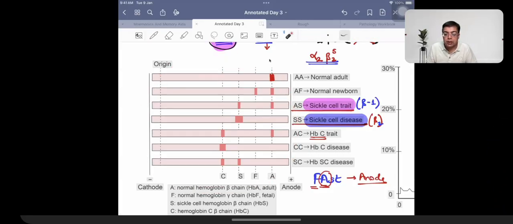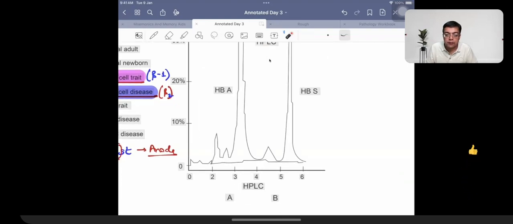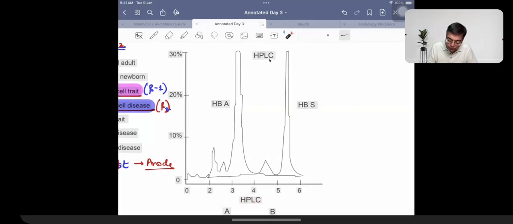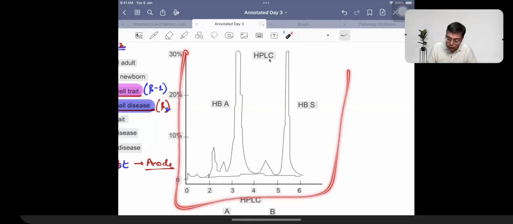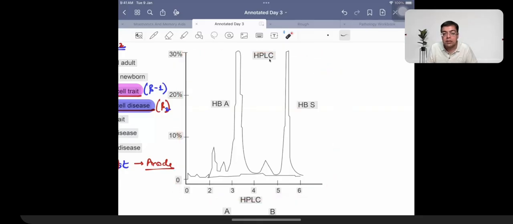A second investigation is HPLC. What is HPLC? High performance liquid chromatography. It tells you about the quantity of hemoglobin, and the amount of hemoglobin can also be determined. So based upon this graph, what is your patient having? Normal individual, sickle cell disease, or sickle cell trait?